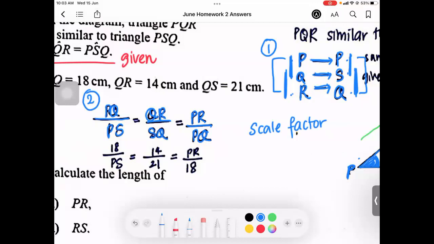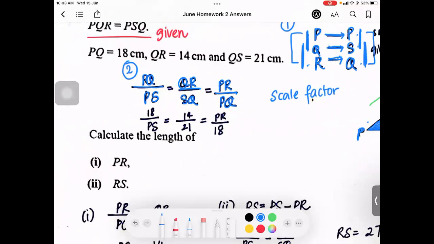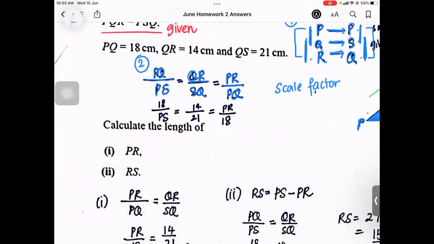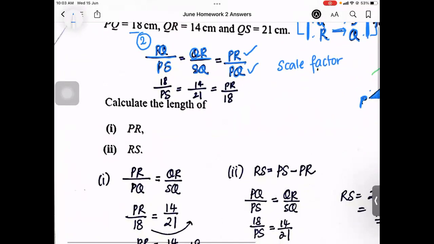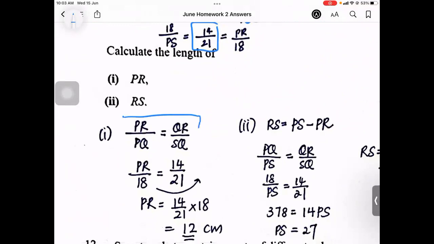Or they can ask you to calculate measurements of length. So true enough, indeed, they say calculate the length of PR. So from here, I want to find PR. Okay, so I want to find PR. PR, I definitely have to use this PR over PQ. We have the number 18, so I plug in the numbers. And then I can match with another pair that has a number. So I got 14 over 21. Okay, so the moment I can match a pair, then I just need to cross multiply and solve for my answer.